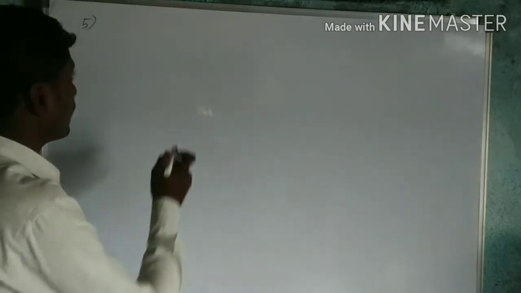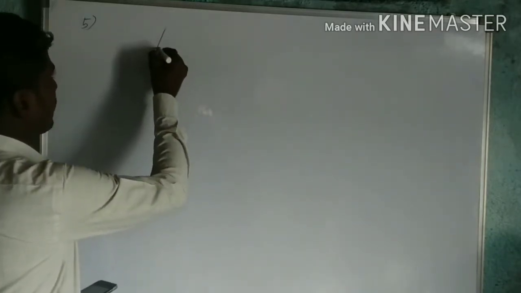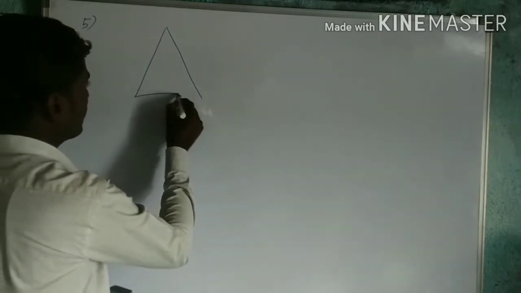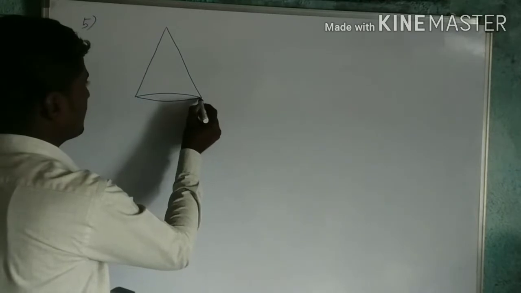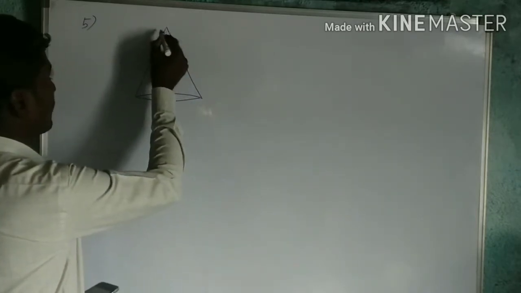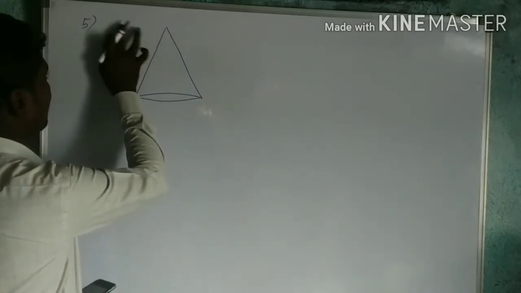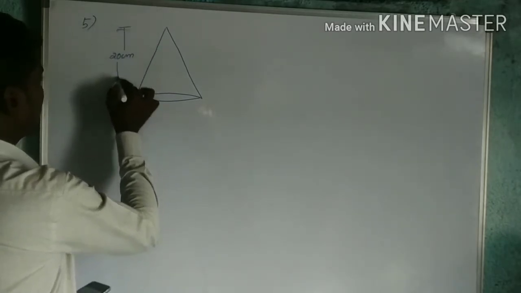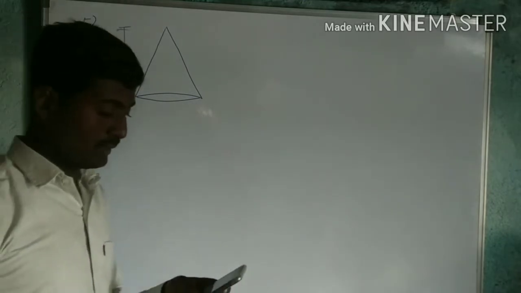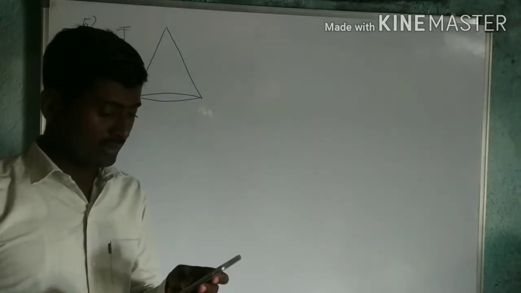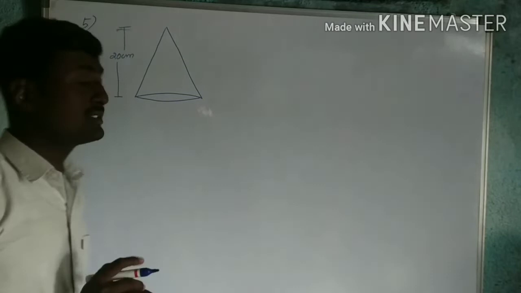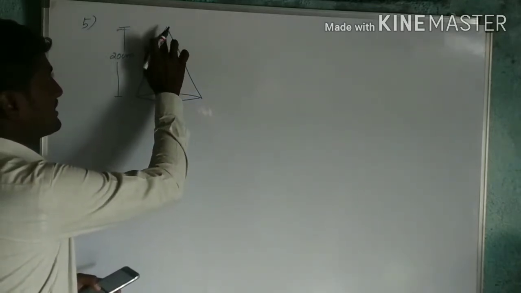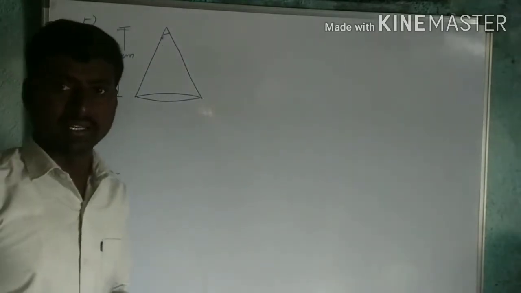There was one cone, so let us take this as a cone. The height of this cone they have given is 20 centimeter. So this is the height of the cone, 20 centimeter. Now this cone's vertical angle is what? 60 degree. So this is what we can say as the vertical angle, 60 degree.